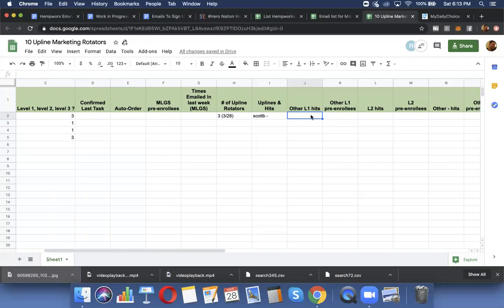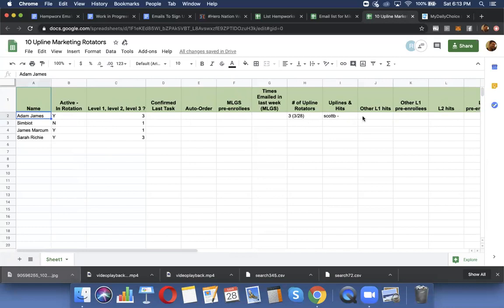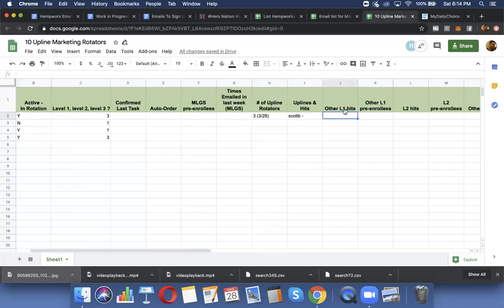Other L1 hits. So this is for, in this case, Adam James, the downline, to track what other hits he has gotten from level 1 strategies. Level 1 strategies are things like YouTube, whether you're posting my videos or your own, or the company's, whether you're putting your own intro on it or not. It's all level 1 strategy stuff.